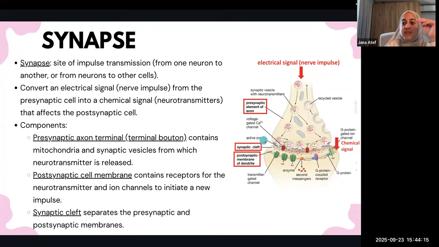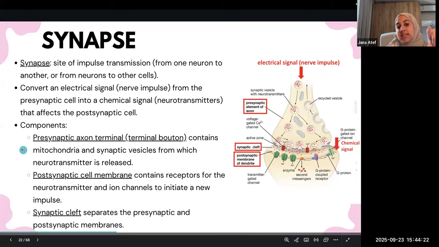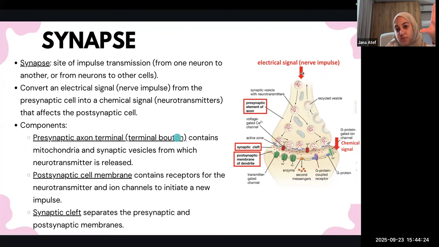Now, you have three components of the synapse. There's a presynaptic axon terminal, or the terminal bouton. I don't know how it's pronounced, but this is how I pronounce it, bouton. We said the synapse is the area between them, so anything before that is presynaptic, and anything after that is postsynaptic. So what identifies the presynaptic? It contains the mitochondria and the synaptic vesicles where it stores the neurotransmitter.